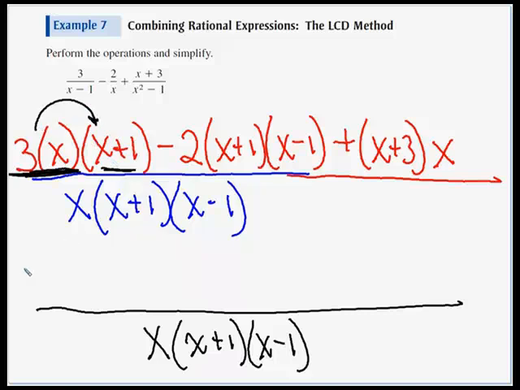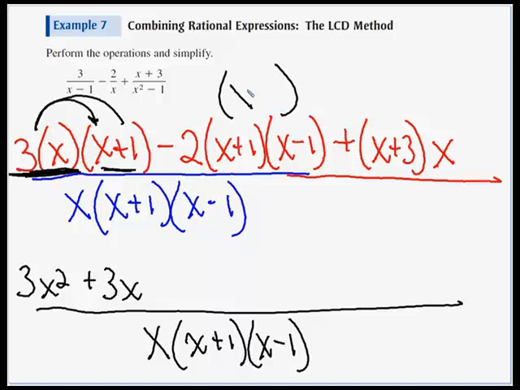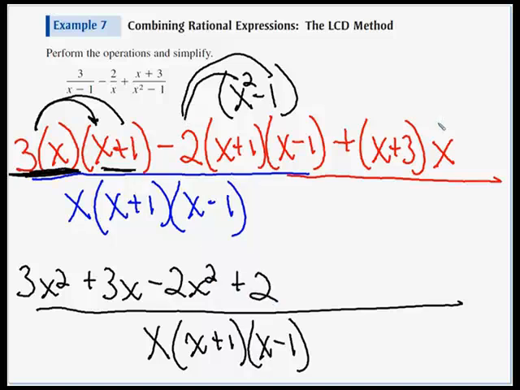3x times x is 3x squared. 3x times 1 is plus 3x. We have an x plus 1 and x minus 1. If we FOIL that out, we get x squared minus 1. And then we can just distribute the 2 across that. So we're going to have a minus 2x squared. Minus 2 times minus 1 is plus 2. And then we distribute this x across the x plus 3. Plus x squared plus 3x.